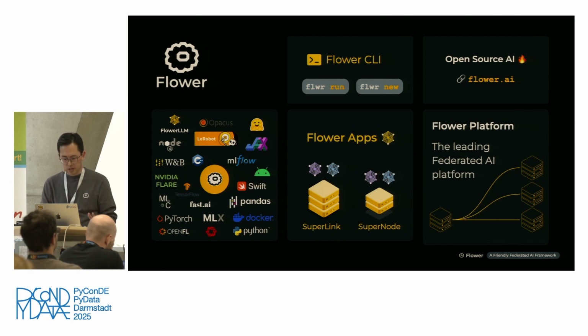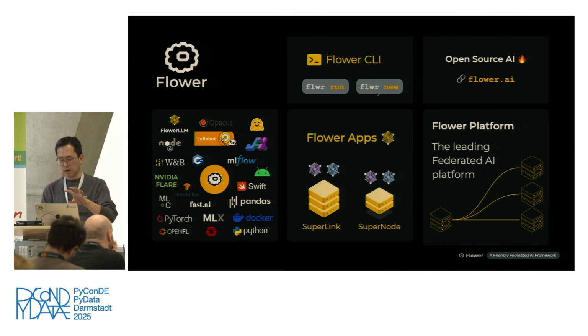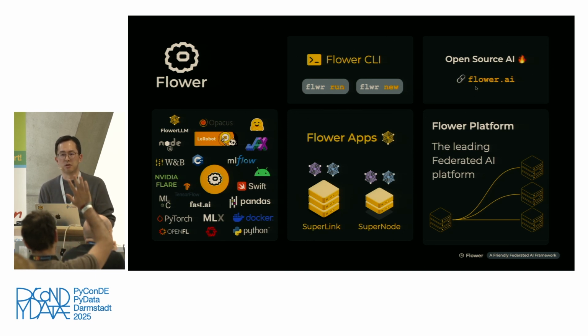Okay, so that's Flower. The ecosystem is pretty big. I'm super open to any of your input as well, any suggestions. I'm curious to know what kind of applications you want to build. With the Flower CLI, I showed you Flower Run and Flower New, the Flower apps, the superlink and supernodes, and then check us out at flower.ai if you want to learn more. Yes?